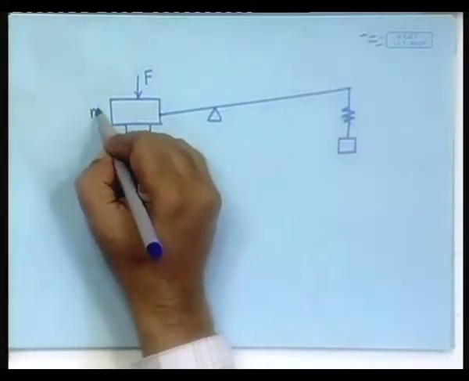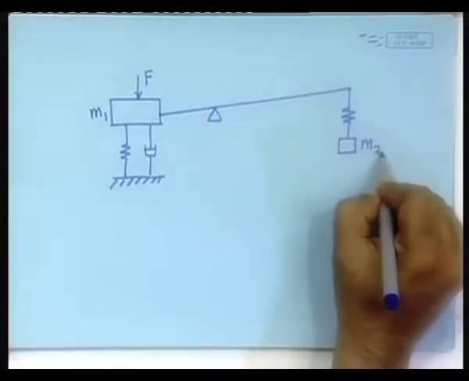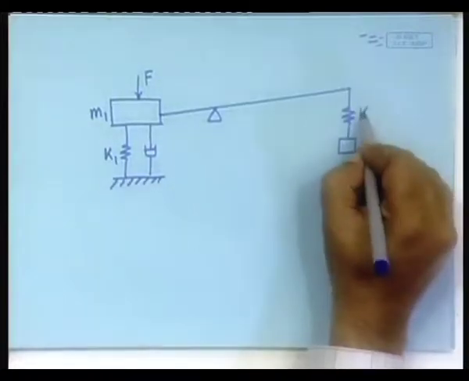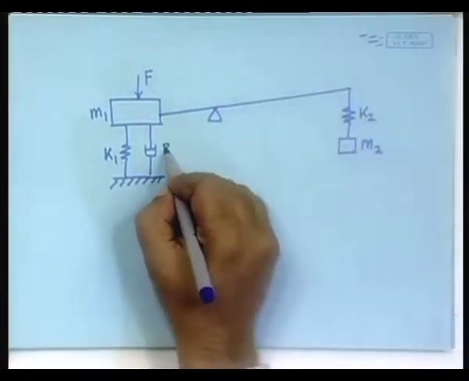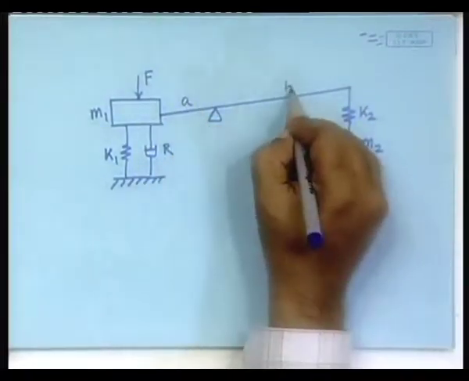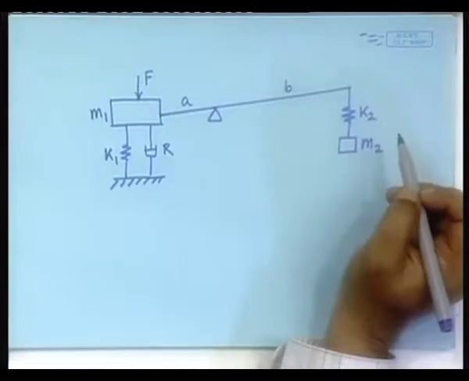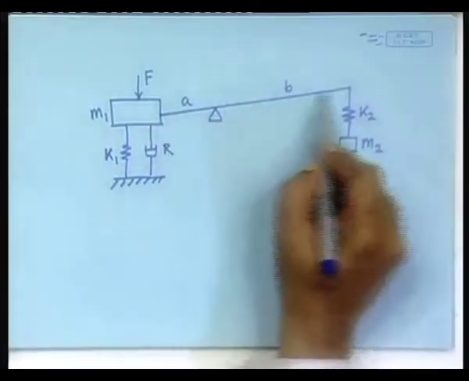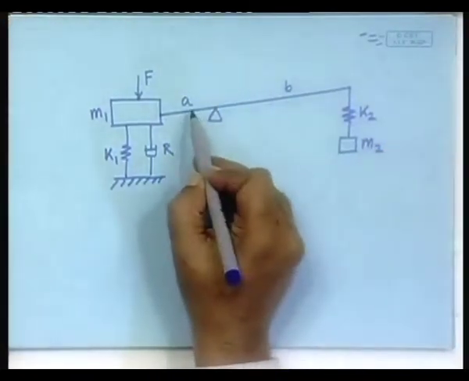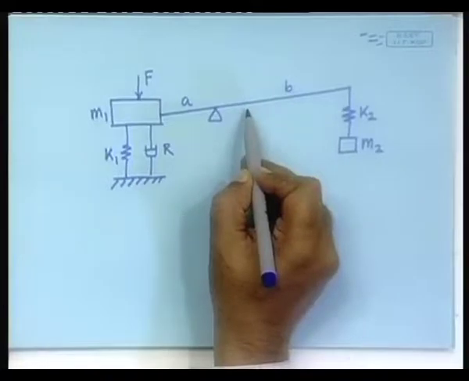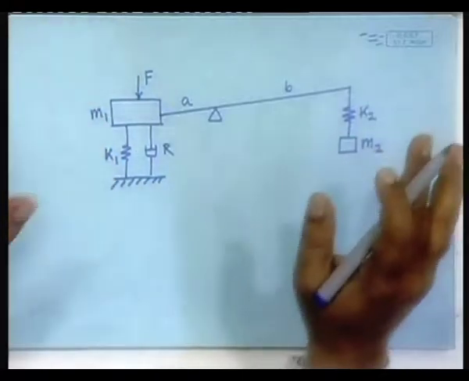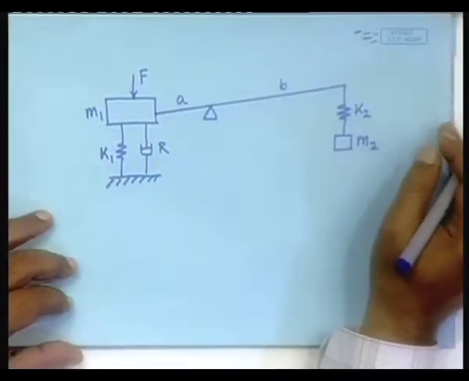So, there are two masses M1 and M2. There is the spring constant K1 and there is another K2, there is one R, and there I have to also specify the ratio A and B. For the sake of simplicity, assume that this rod will remain close to horizontal position, so that you do not really need to consider these angles. That approximation you assume and go ahead.